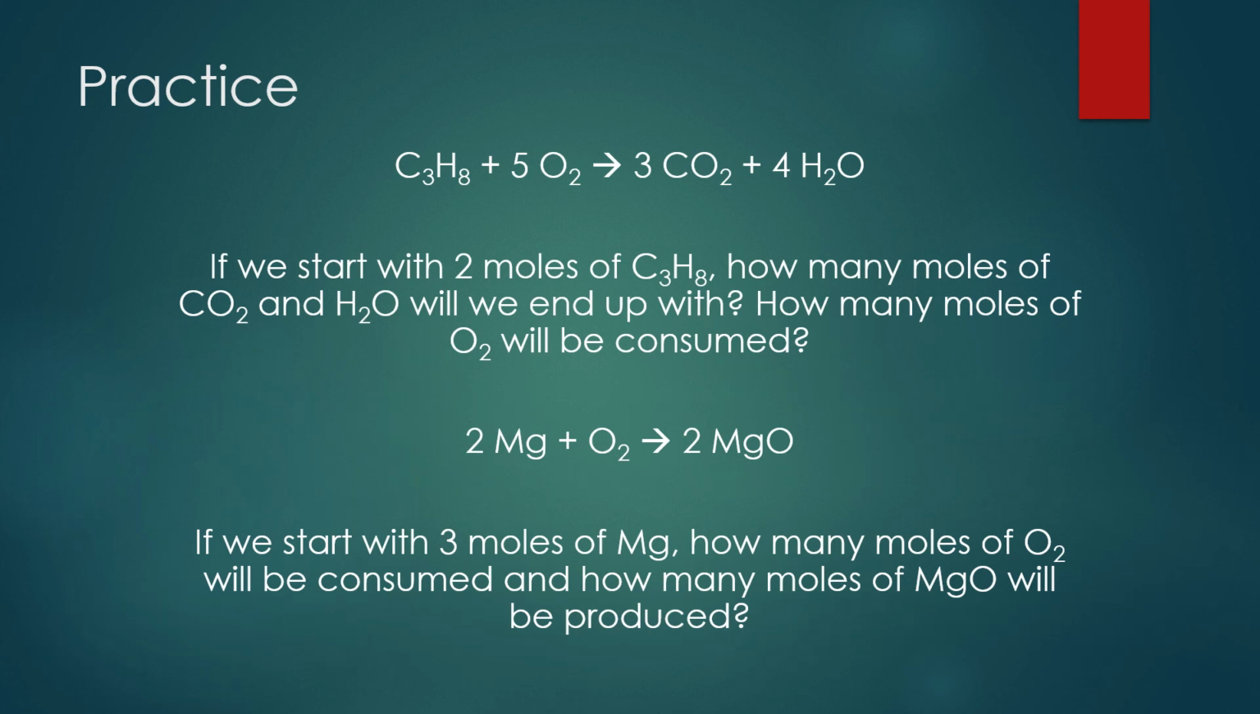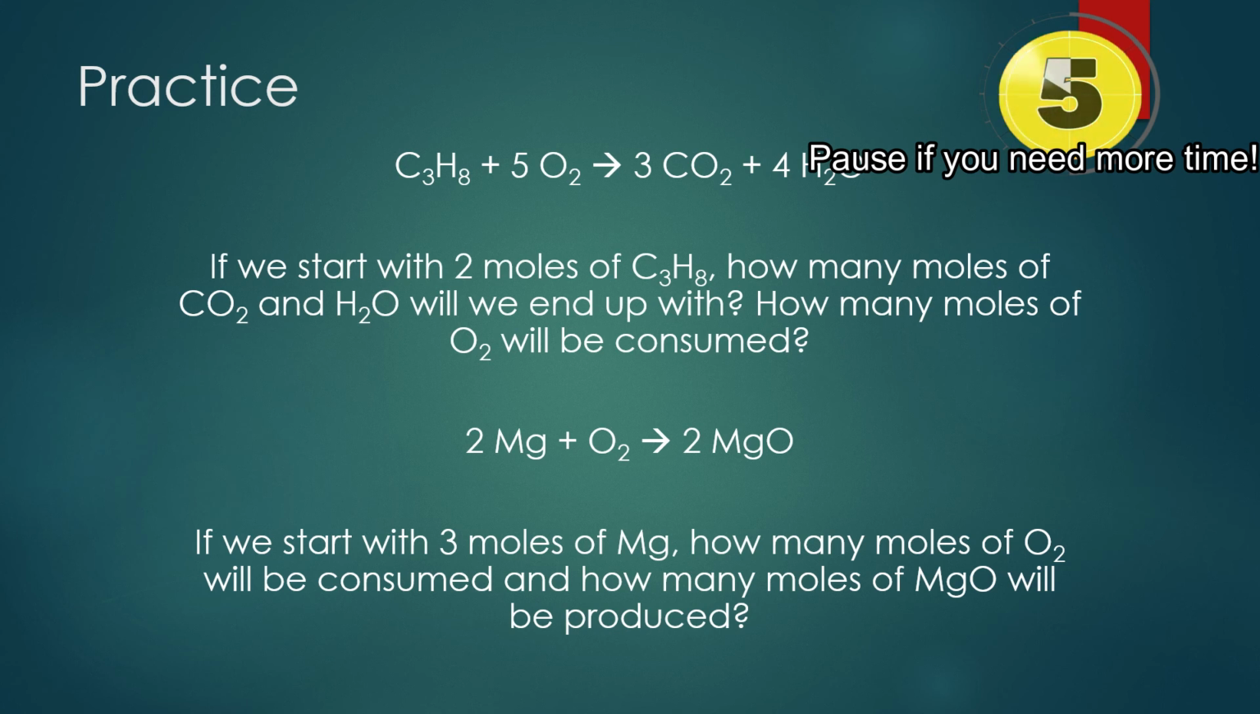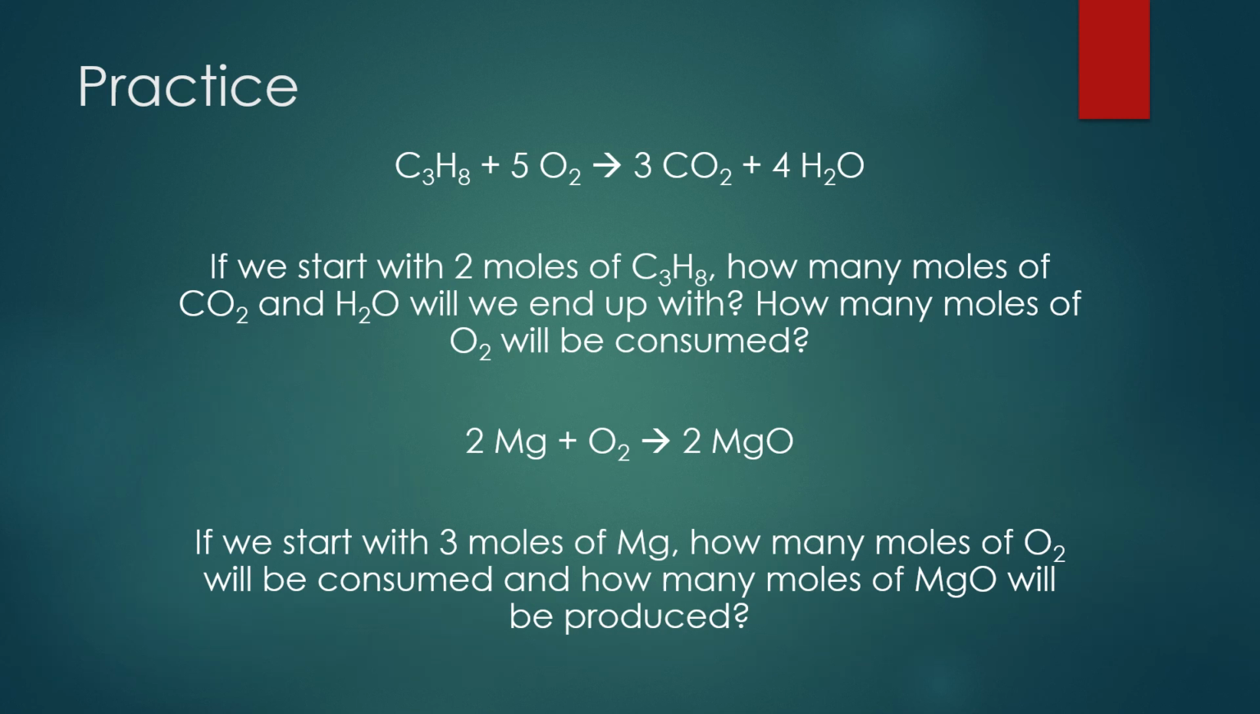Now, the second example is a little bit trickier. We start with 3 moles of magnesium. How many moles of oxygen are consumed and how many moles of magnesium oxide are produced? Pause the video if you need extra time. Our moles of magnesium go from 2 to 3, which is multiplied by 1.5. If we do the same to our other compounds, we get 1.5 moles of oxygen consumed and 3 moles of magnesium oxide produced.